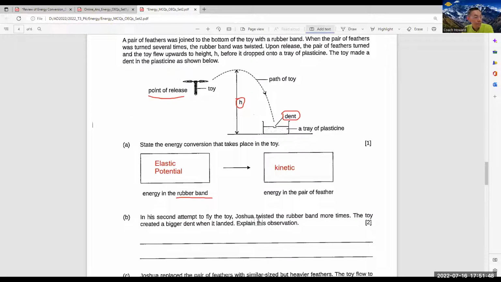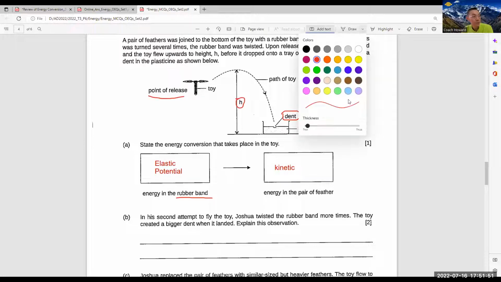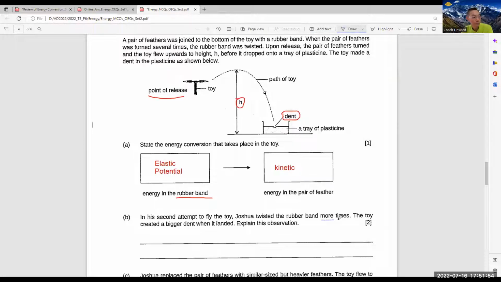Okay, in his second attempt, Joshua twisted the rubber band more times. So we highlight these words, more times. The toy created a bigger dent when it landed. Explain this observation. Twisting more times means it can fly higher, right? Because of greater height, we have greater GPE. More GPE will be converted to more kinetic energy. So it would land with a greater impact because it dropped from a greater height.